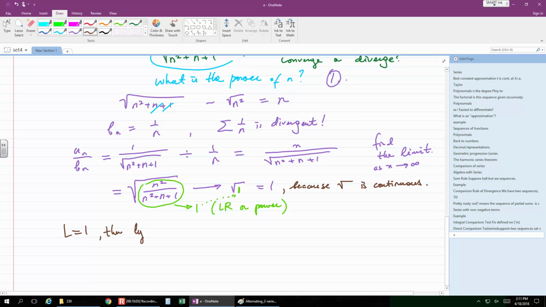Then by the limit comparison test, what do we have? We conclude that both converge or both diverge. So the series AN diverges. It goes without saying that you have to make sure that the series you're looking at has positive terms. This one does, and that's why it works out. That's pretty much how it works out every time.